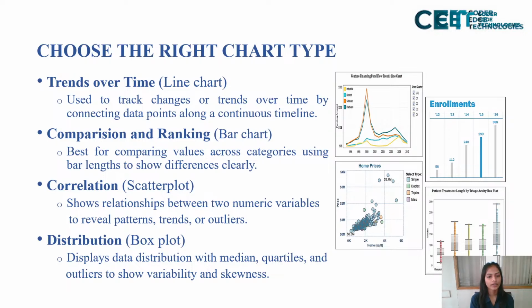For correlation, scatter plots are used. Scatter plot shows relationship between two numeric variables to reveal patterns, trends, or outliers.